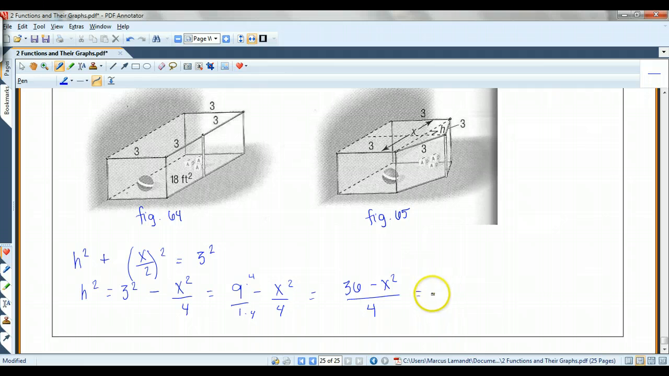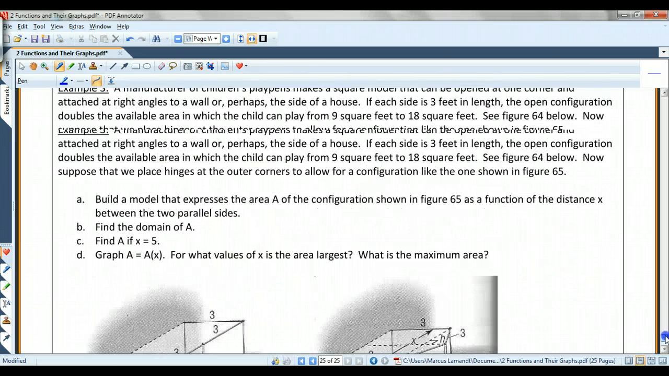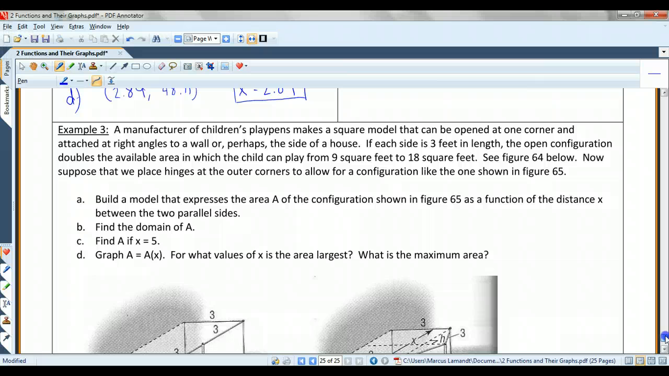So h, let's see here. h of x equals 1/2 root 36 minus x squared. And the 1/2 is because when I take the square root, the 4 becomes a 2. Okay? Alright, so that's my model.